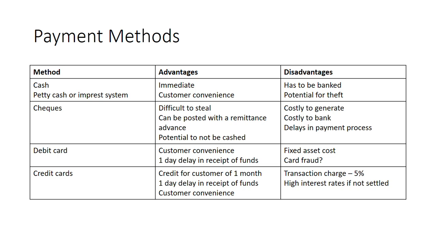So we have those as our advantages and disadvantages, and the key thing here is the 1 day delay in the receipt of funds for ourselves. So we might have put the till receipts in the cash book on the night, but actually it won't be appearing in the bank statement until the following day.